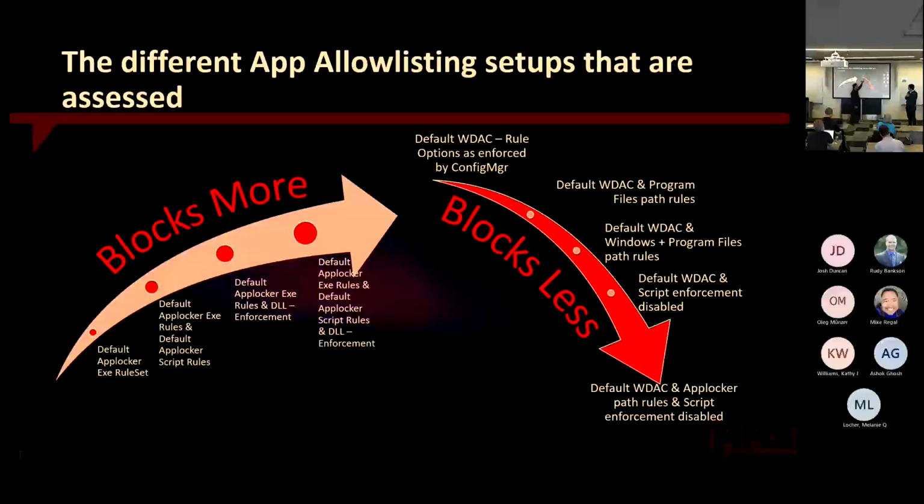First of all, for just Program Files and Program Files x86, then enabling Program Files and Windows, disabling scripts because WDAC by default blocks script execution, and then by enabling all the path rules and disabling scripts. So you notice there is nothing about DLLs because that's also a default in WDAC. WDAC by default blocks basically everything that is executable. DLL actually doesn't really matter.